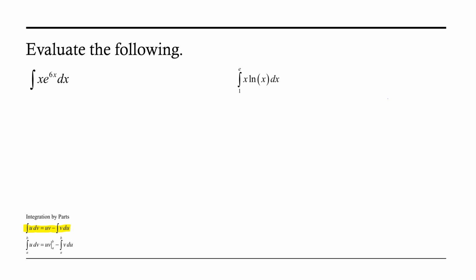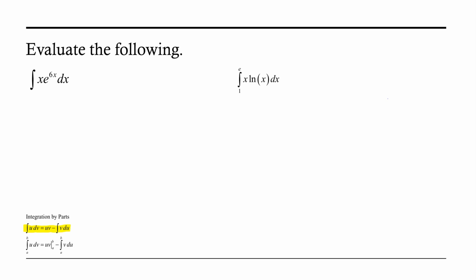This is an indefinite integral, so we will be using the formula that's highlighted that says the integral of u dv is equal to u times v minus the integral of v du. So let's go ahead and get started.